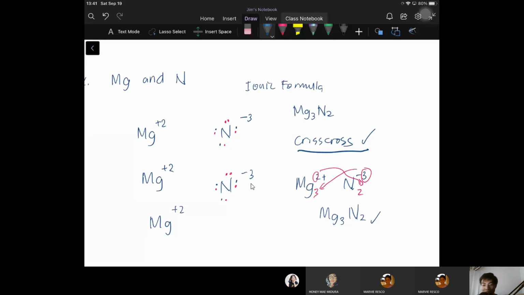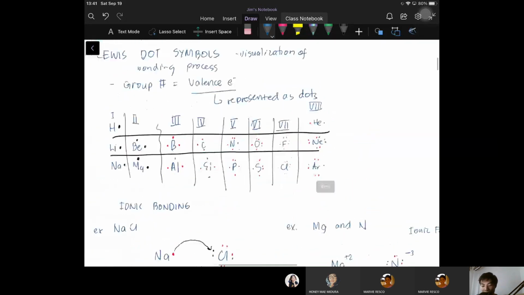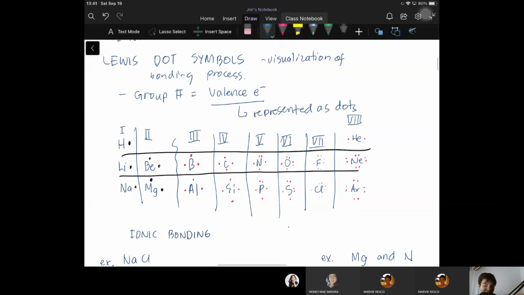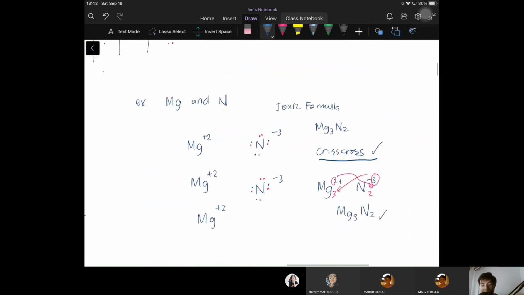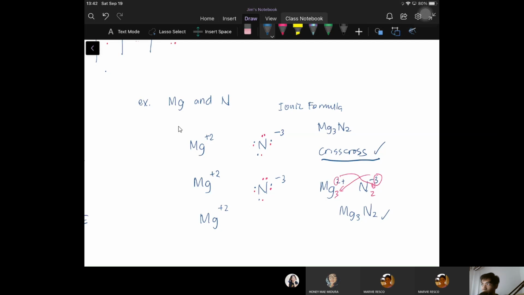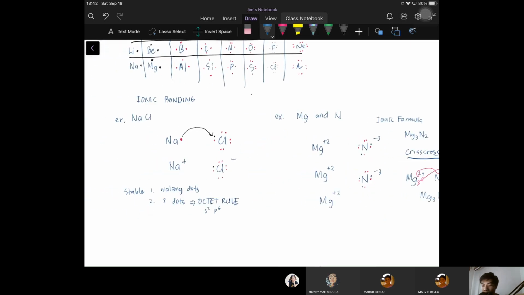Yung crisscrossing, this is just a foreshadowing of Lewis dot symbols, no? So, yun. Simplified version lang siya ng representation ni Lewis, no? Yung paglipat-lipat ng electrons, no? Okay, so, that's why we do crisscross for ionic compounds. Okay, so, ayan. So, ganun lang, no? That's for ionic compounds. Ayan.